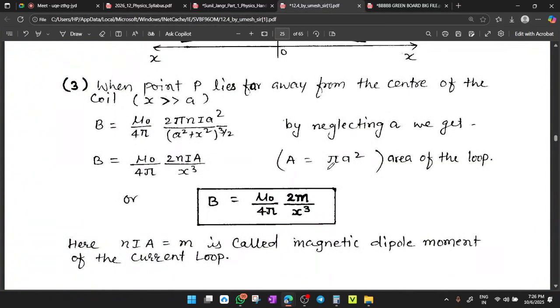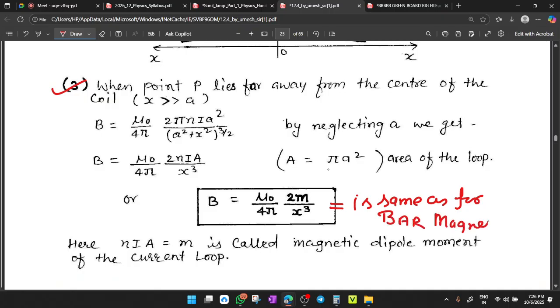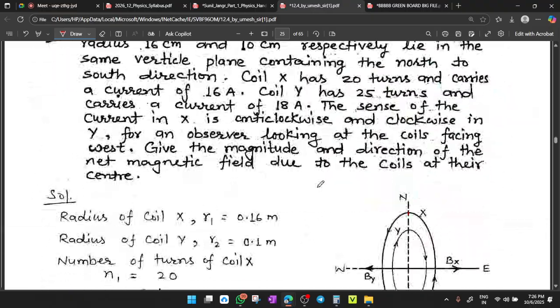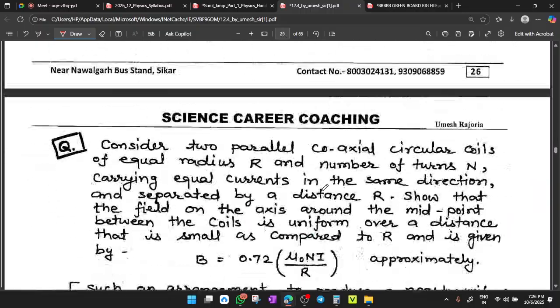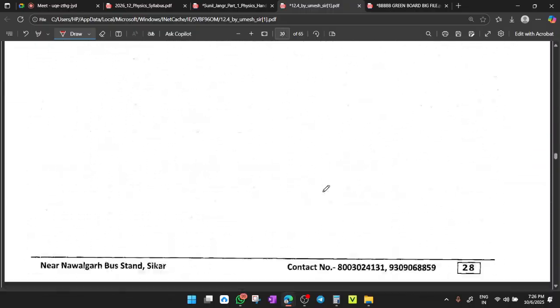Noted, Nitin. This was the same case I am talking about. When point P lies far away from the center of the coil and x is very, very much greater than a, so pi a square is eliminated, and it equals 2M upon x cube. Clear? So it's the same as for a bar magnet. Now, next concept, numericals are homework here. All the three or four numericals as homework.